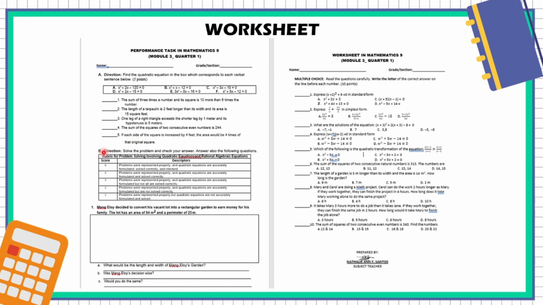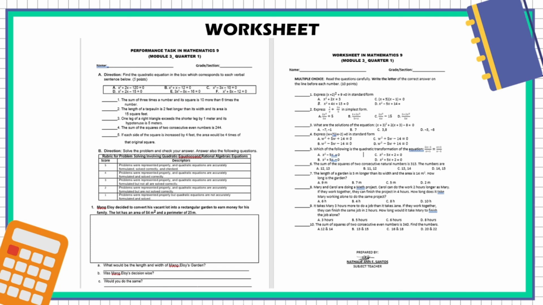Sa letter B naman, you're going to solve the problem and check your answers. So, kailangan ipakita yung complete steps para magkaroon kayo ng 5 points. So, ito yung ating problem. So, isa lang. Then, may corresponds mga questions tayo o follow-up questions na kailangang sagutin. Para naman sa inyong worksheet, this is multiple choice. So, read the question carefully and write the letter of the correct answer on the line before each number. So, ito yung example ng inyong worksheet na naibigay sa inyo noong nag-distribution ng modules.